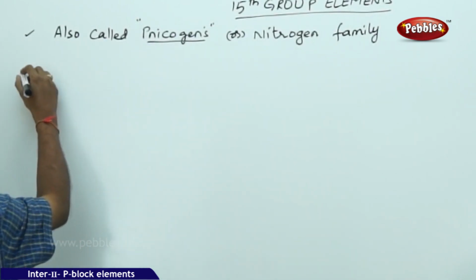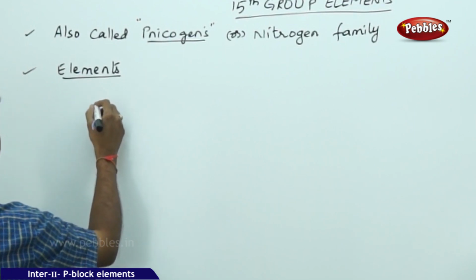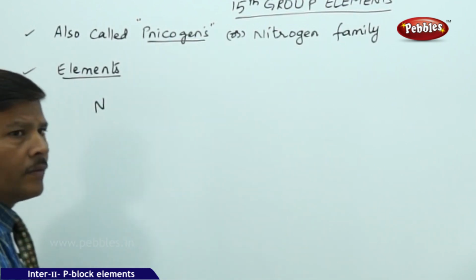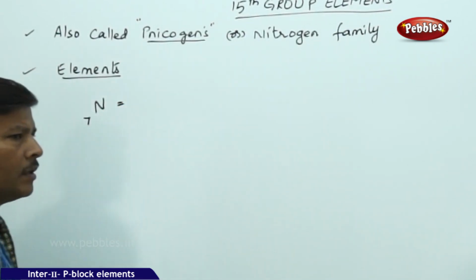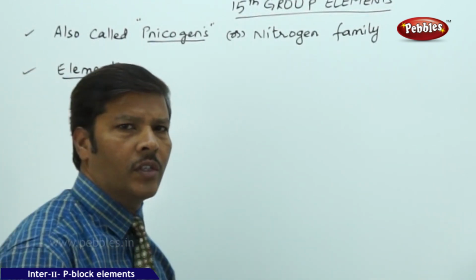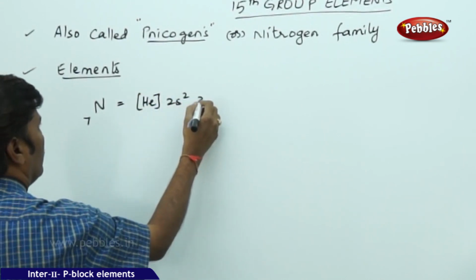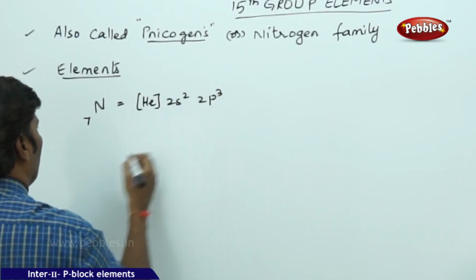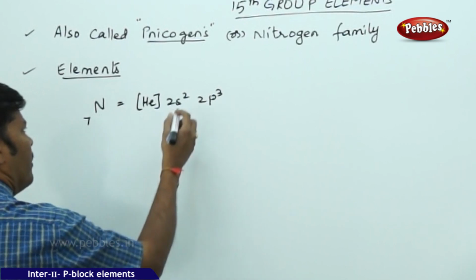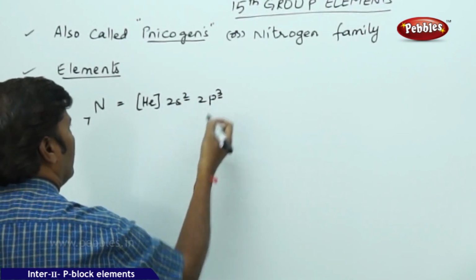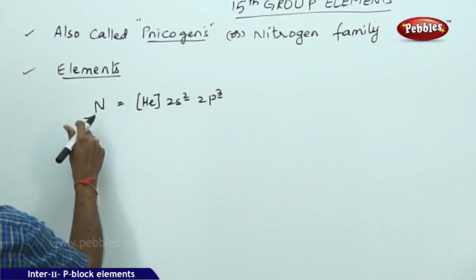If you go to the elements of the 15 group, the nitrogen family, the symbol of nitrogen is N. The first element is N, its atomic number is 7, and its electronic configuration, let us write the nearest noble gas configuration, is helium 2s2 2p3. In the electronic configuration you find that the last 5 valence electrons are entering the 2s orbital and 2p orbital.